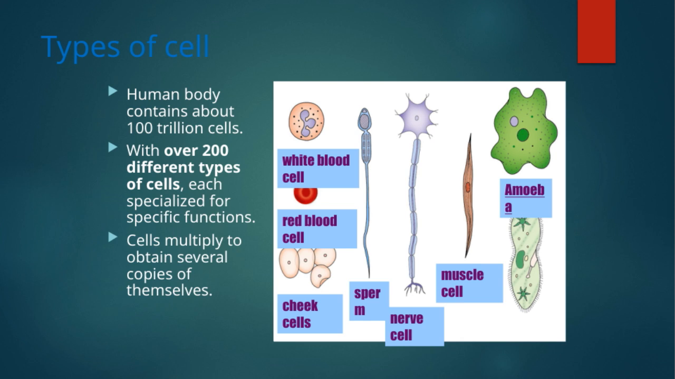These cells don't stay the same. They multiply to produce copies of themselves, allowing our bodies to grow, heal, and replace old or damaged cells. Understanding these different cell types and their functions is key to appreciating how complex and efficient the human body truly is. Each type plays a vital role, working together to keep us healthy and functioning smoothly.